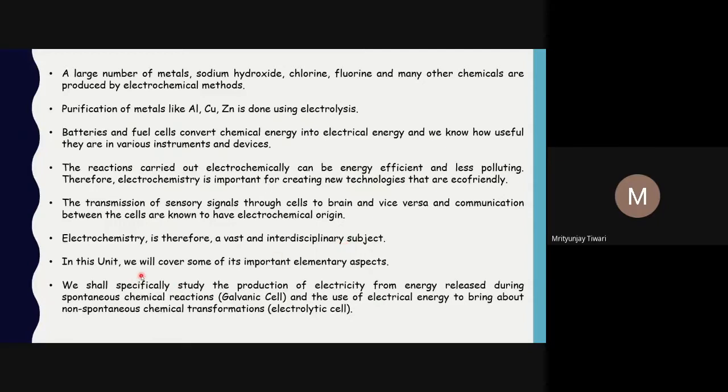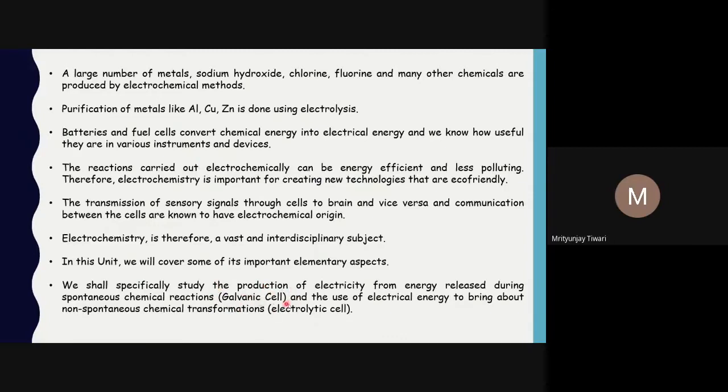So in this unit, we will cover some of its important elementary aspects, as only the elementary aspects are there in your syllabus. Only a few elementary or conceptual things we will be studying in this chapter. We shall specifically study the production of electricity from energy released during spontaneous chemical reactions. That kind of cell we call the galvanic cell.